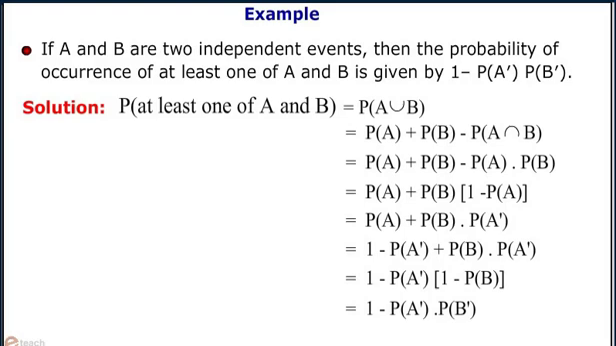Now again, taking probability of A dash common from the last two terms, we are left with 1 minus probability of A dash into 1 minus probability of B. Now we can replace 1 minus probability of B with probability of B dash. Therefore, we get our required result, that is 1 minus probability of A dash into probability of B dash. Hence, it is proved.